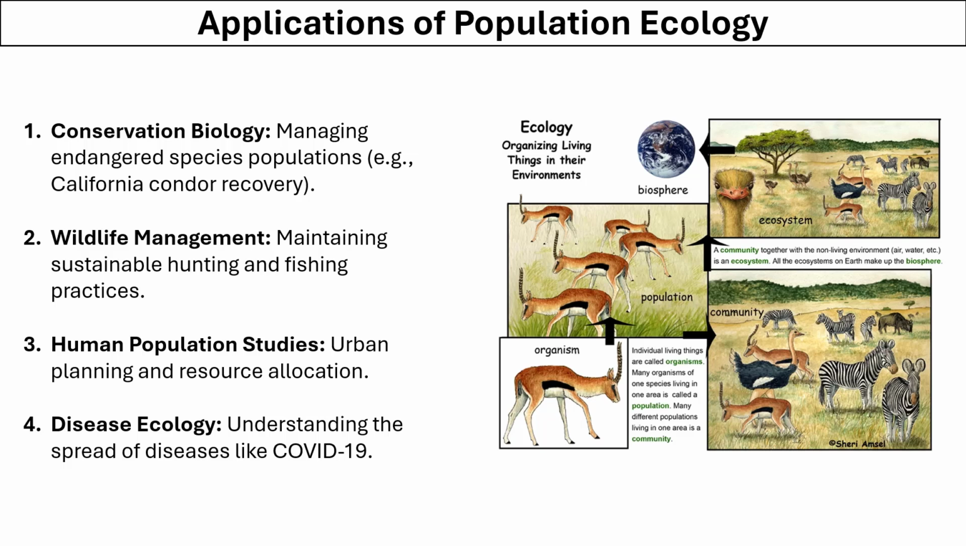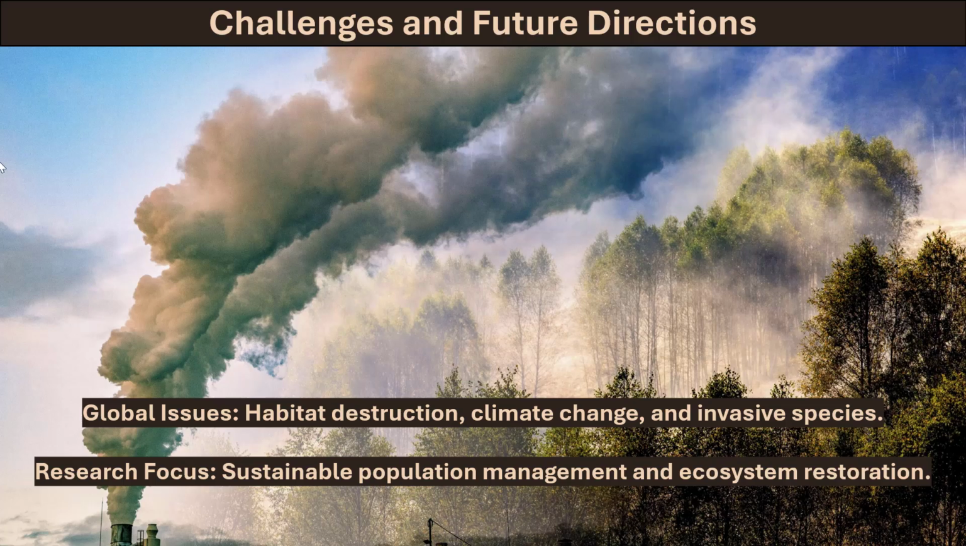Population ecology also helps us in maintaining sustainable hunting and fishing practices so that we don't go overboard with these practices, because we have some perspective of the change in the population of species that is being hunted or killed. It also helps in urban planning and management of resources and their allocation, and in understanding the spread of diseases such as COVID-19. When we study population ecology, we get a perspective of global issues such as habitat destruction, climate change, and presence of invasive species.